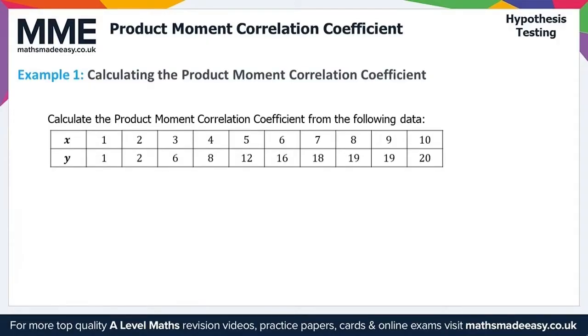Example 1 here on the product moment correlation coefficient is taking a look at calculating the product moment correlation coefficient. So here what we've been given is this table of data for two variables x and y. Now here in this case what we want to do is find the Pmcc using this data. Now to do this all we're going to do is use our scientific or graphical calculator.